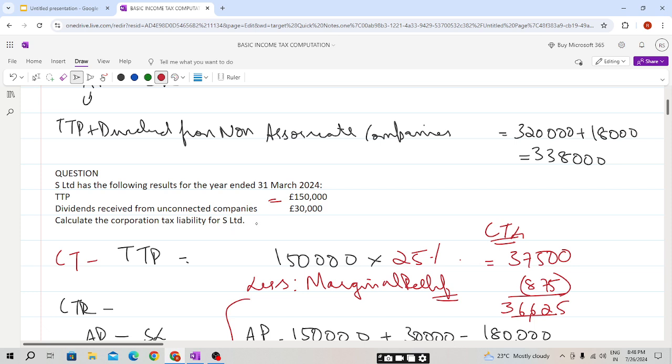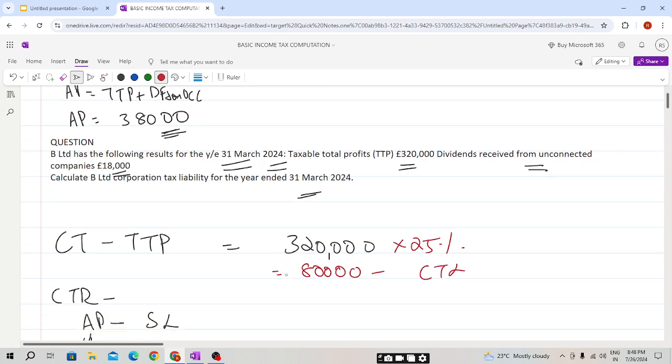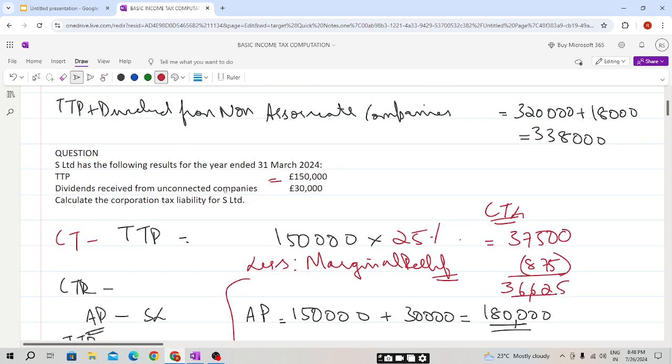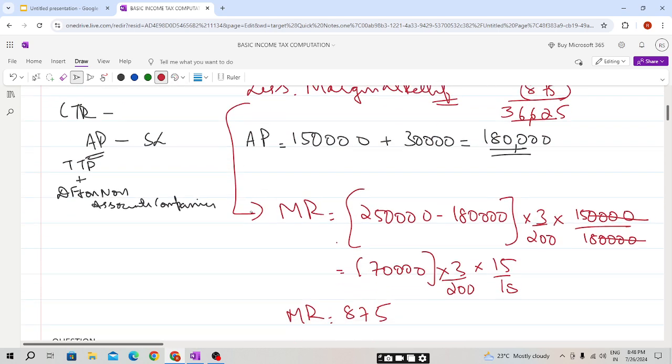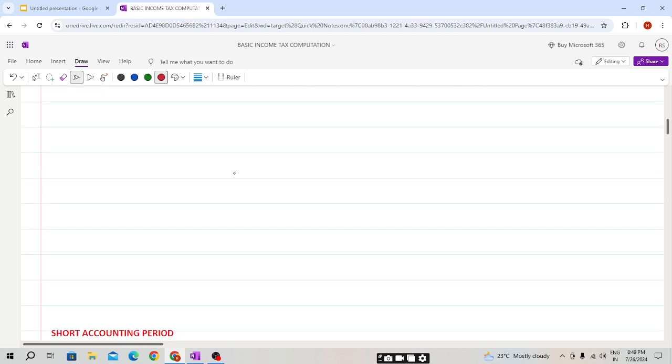$150 and $30,000. One minute, students. No issues. Here we have seen this is for year ended 31st March. No issues here. C has the following result for TTP, dividend from non-group company. Calculate. One minute, students.